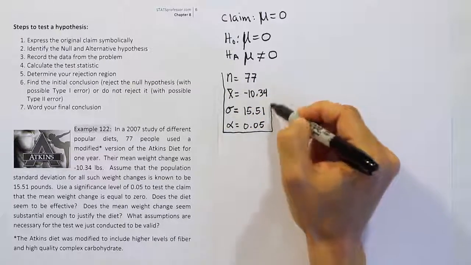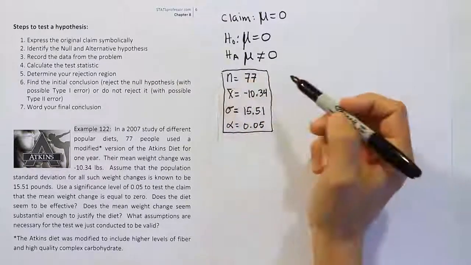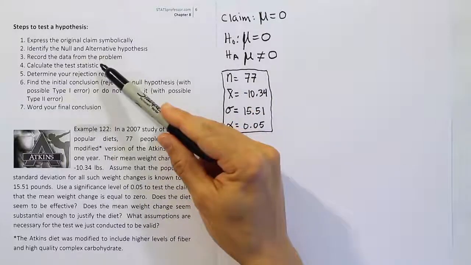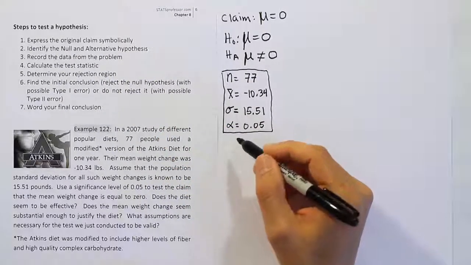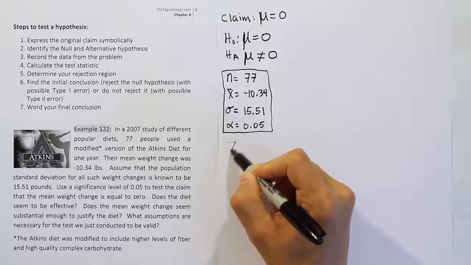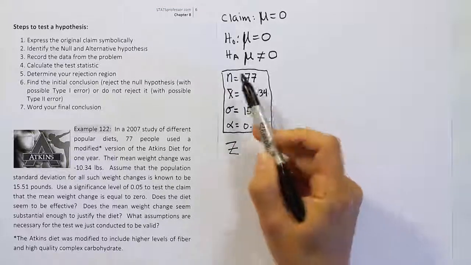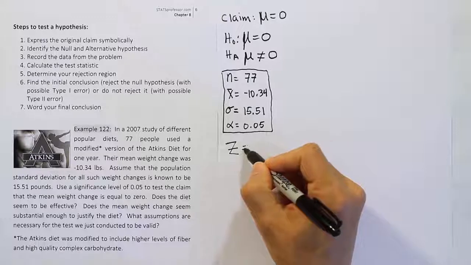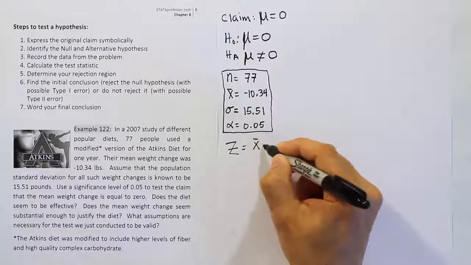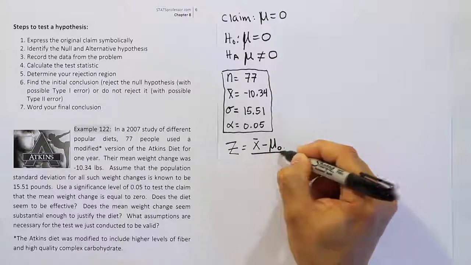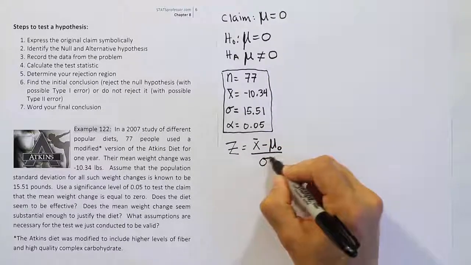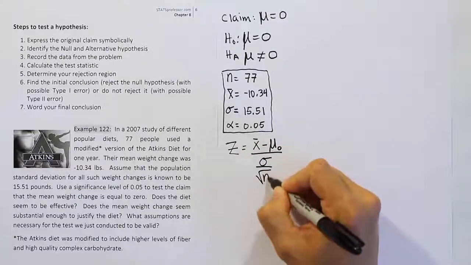We're going to take that data now, and we're going to use it in our next step of the process, which is part 4. We're going to calculate the test stat. So to calculate the test stat, we're going to use the formula. Because the sample size is large here, because it's 77, I'm going to write z equals x bar minus mu sub 0, fraction bar, sigma over the square root of n.